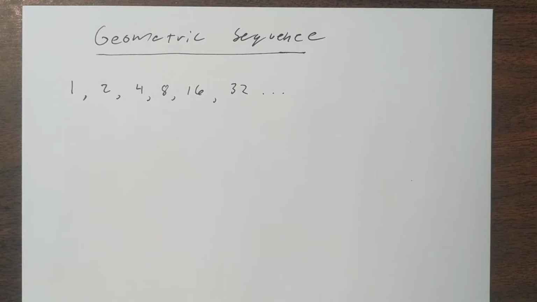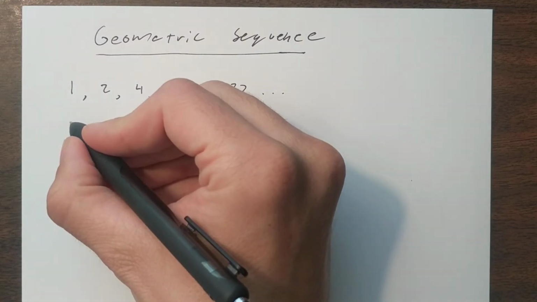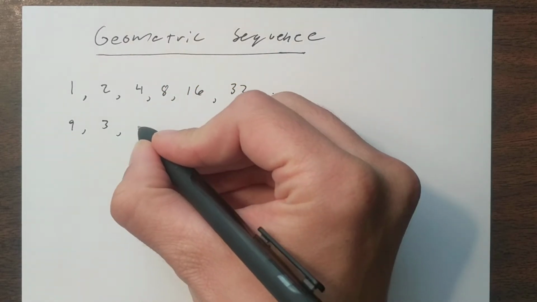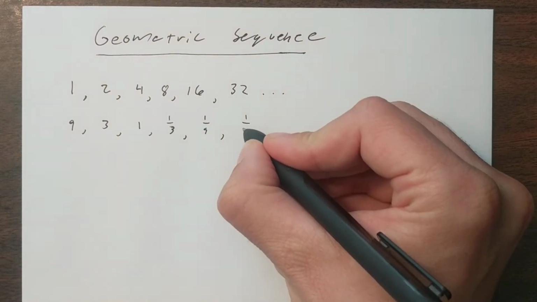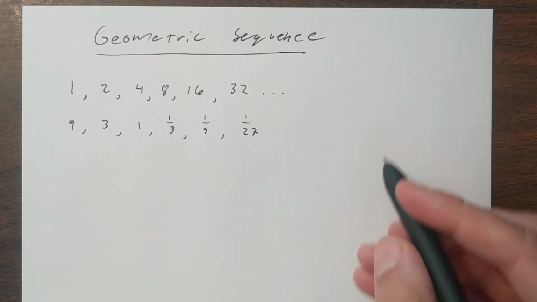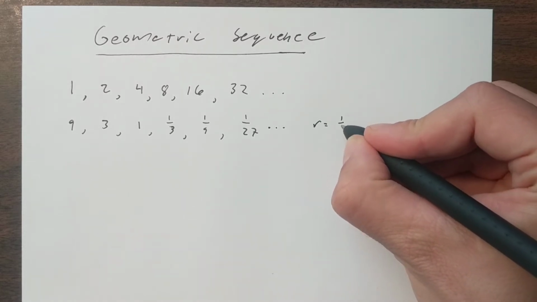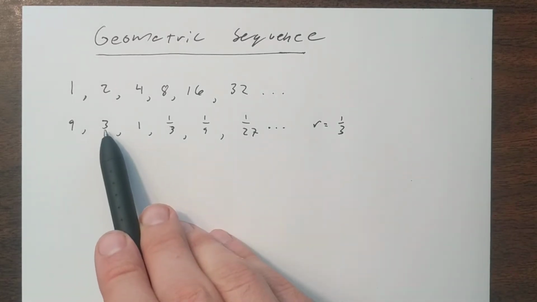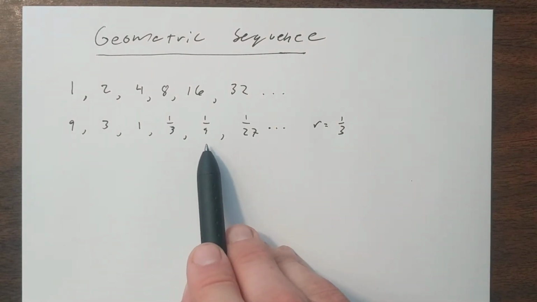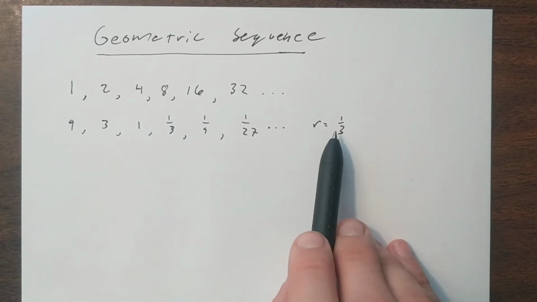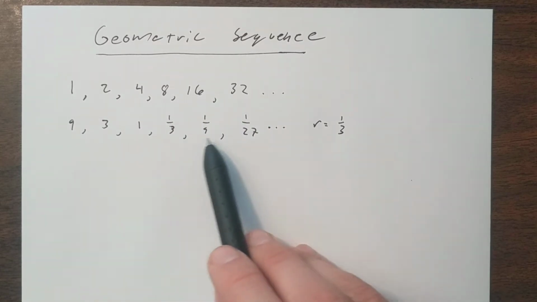You can also do geometric sequences that have fractions in them. For example, what if I did 9, 3, 1, 1/3, 1/9, 1/27. In this case, my common rate, which is R, is in fact 1/3. 9 times 1/3 is 3, 3 times 1/3 is 1, 1 times 1/3 is 1/3, 1/3 times 1/3 is 1/9, 1/9 times 1/3 is 1/27. And so these are geometric sequences. They can either grow or they can get smaller.